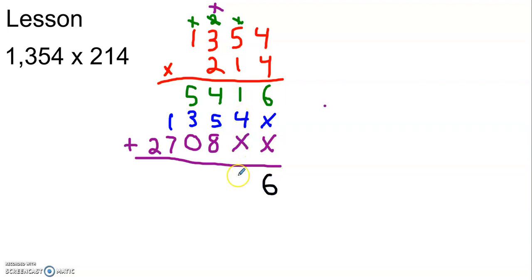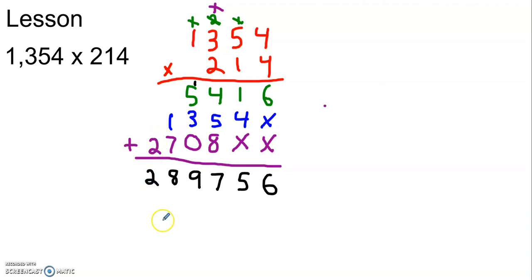1 plus 4 plus 0 gives me 5. This is a little bit more complex, so I'm going to add them separately. 4 plus 5 is 9. 9 plus 8 is 17. So I'm going to bring down the 7, and I have to carry the 1. 1 plus 5 is 6. 6 plus 3 is 9. Next column, 0 plus 1 is 1. 1 plus 7 is 8. Next column, 0 plus 0 is 0. 0 plus 2 is 2.